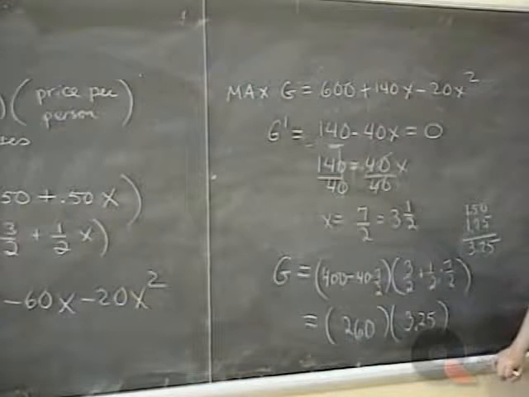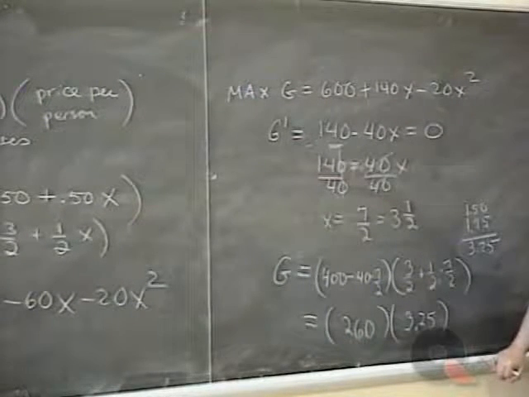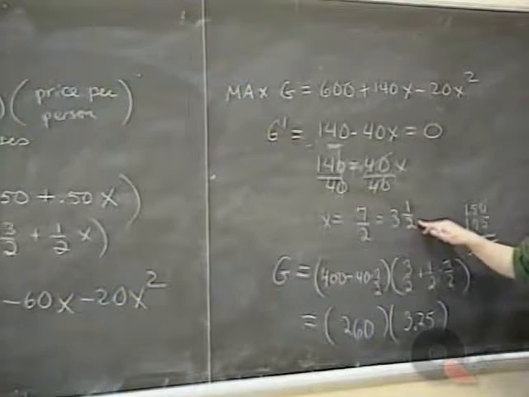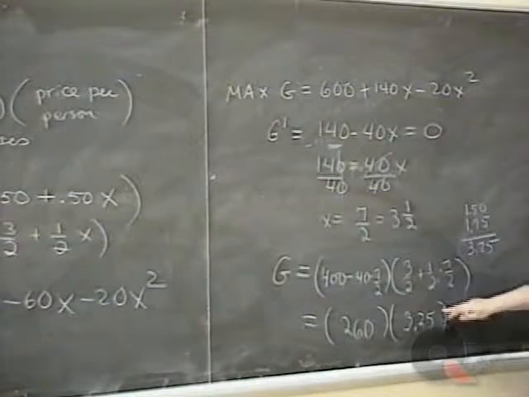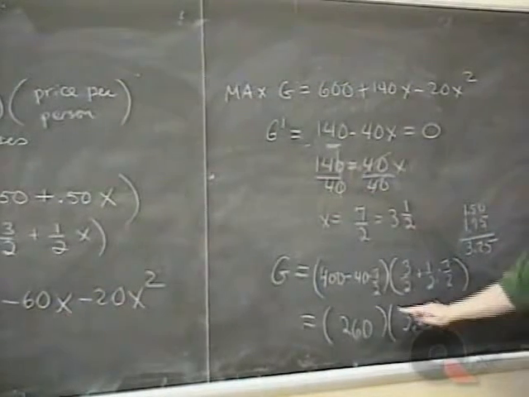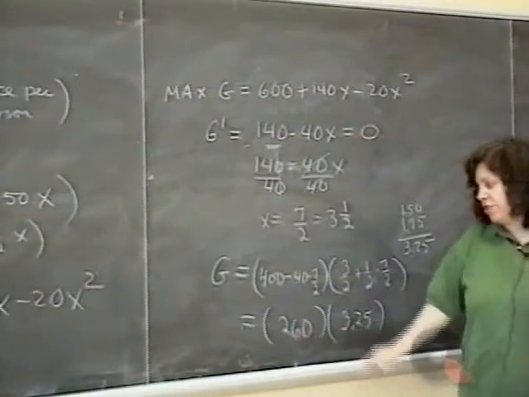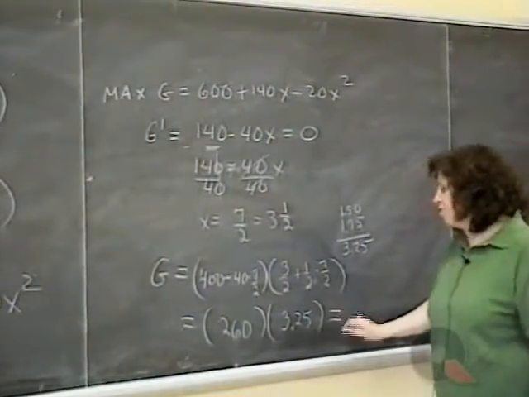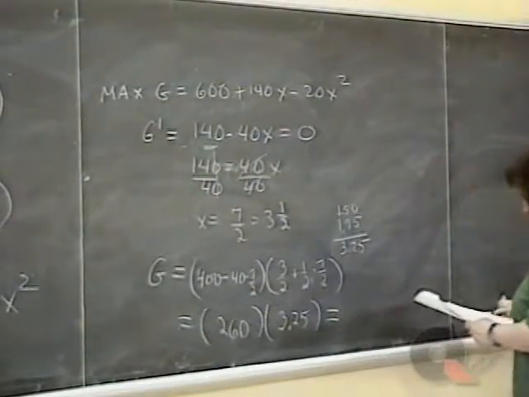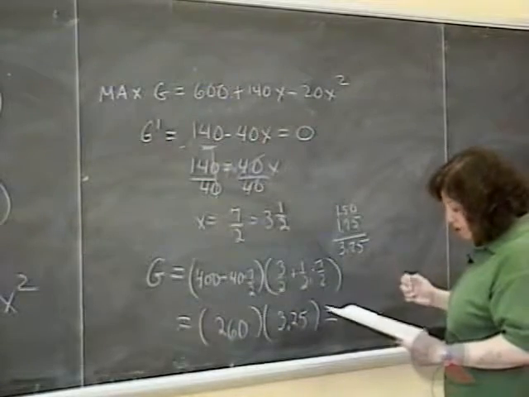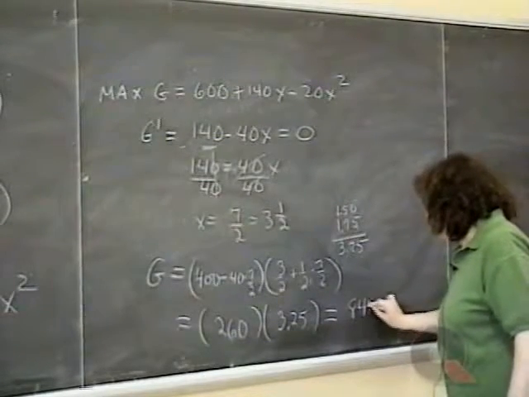Or think of it this way, we increase the price 3.5 times. 3 price increases of 50 cents, and then a half of a price increase. So 3 times 50 is $1.50, and another quarter is $1.75, increased from what it was, which was $1.50. So $3.25 is the price. 260 people we expect to attend. In this particular case, the gross receipts would be 260 people times $3.25 a person. It works out to be $845.